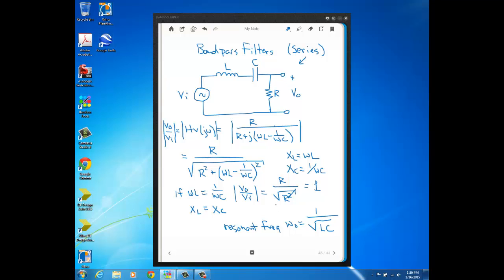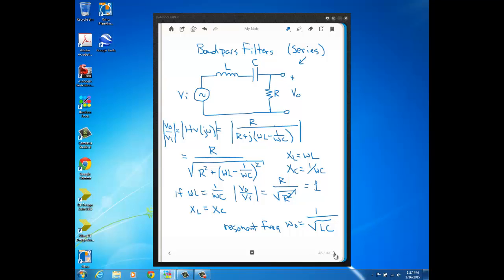Okay? Now, it should be clear that if omega L doesn't equal 1 over omega C, well, then you're going to have some finite number here. So when you take the magnitude, that magnitude is going to be greater than R, the magnitude of R, so that we're going to get a ratio that's less than 1. So for any other frequency other than the resonant frequency, our magnitude of our frequency response equation, and therefore our magnitude of our output, is going to be less than what we have at the resonant frequency.